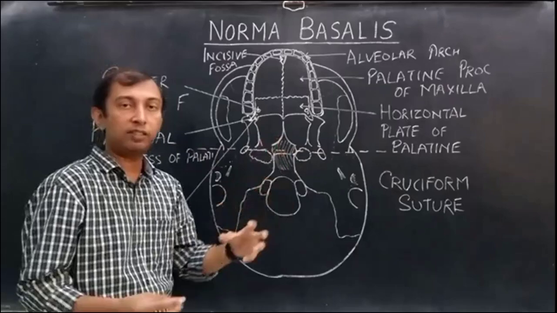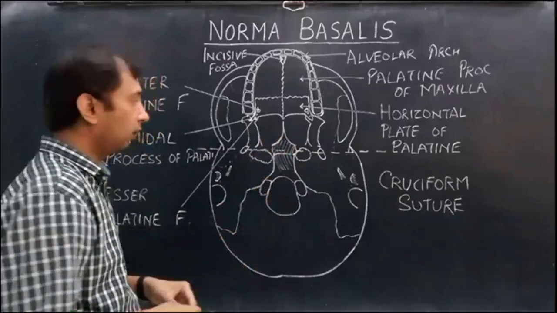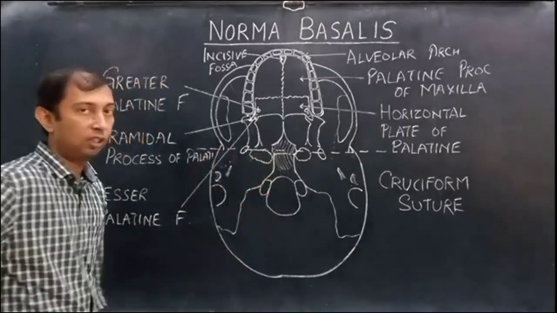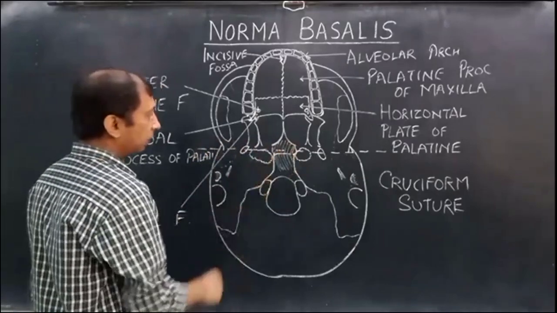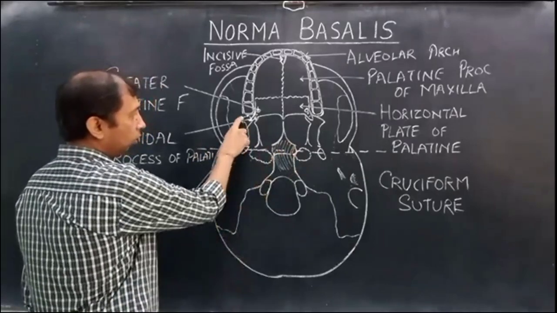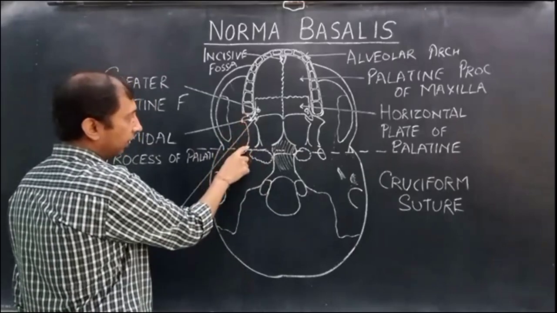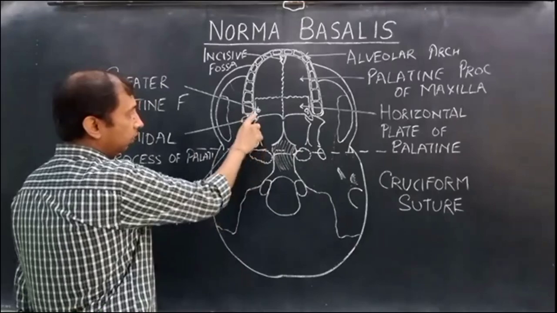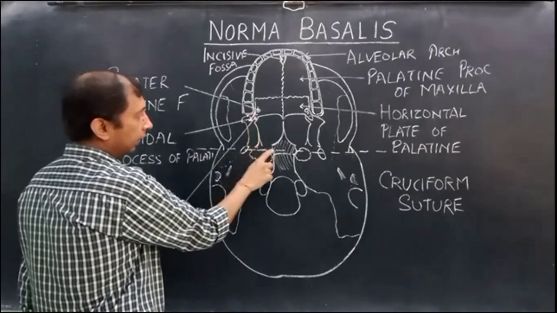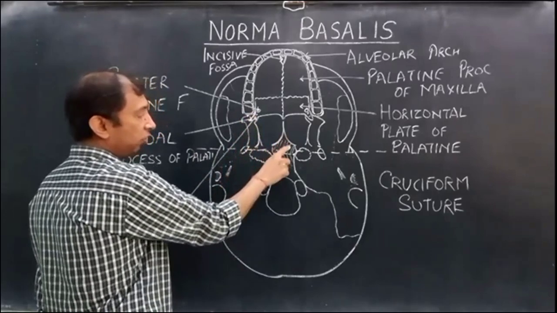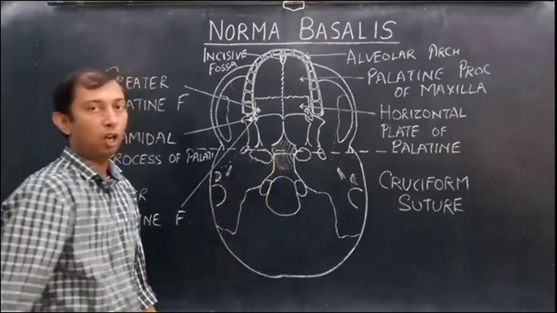So they form a synchondrosis, right? So what are the structures from which the anterior imaginary line is passing? Foramen ovale, root of the lateral pterygoid plate, foramen lacerum, root of the medial pterygoid plate, and the junction between basi-sphenoid and basi-occiput.